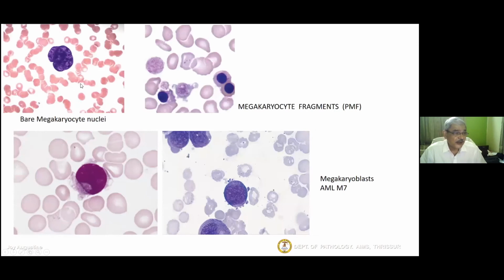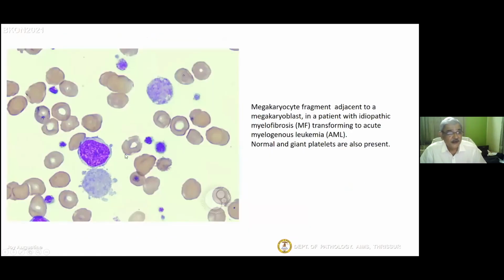Now, megakaryocyte bare nuclei may be seen in the peripheral blood. These are all pictures from the internet. You can get megakaryocyte fragments. As you can see, this fragment has got platelets budding from it. These are megakaryoblasts. This is actually a megakaryoblastic leukemia. This is a megakaryoblast with a large fragment of megakaryocyte with these blebs coming out, associated with hypergranular platelets.